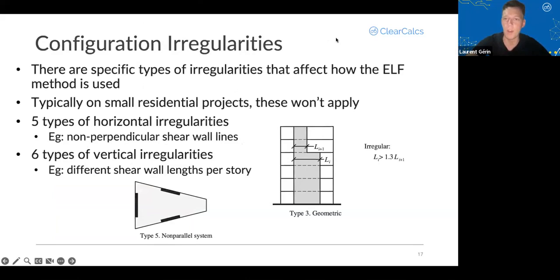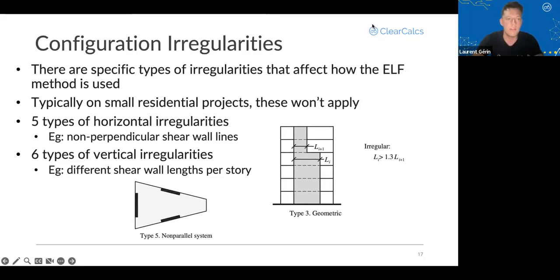Okay. One last thing I'm going to talk about here is configuration irregularities. So in a low-rise building, typically, there's not going to be too many of these. And in a typical house, there might not be any. But basically, we're looking at cases that are going to make your building not respond like a perfect block of concrete or something like that. So it might actually affect the accuracy of the analysis.